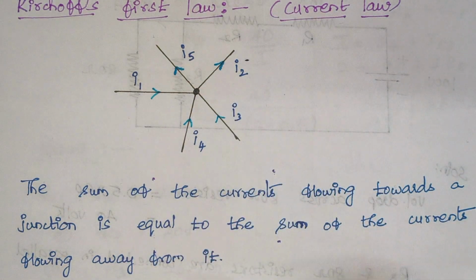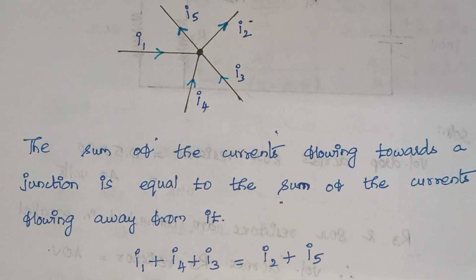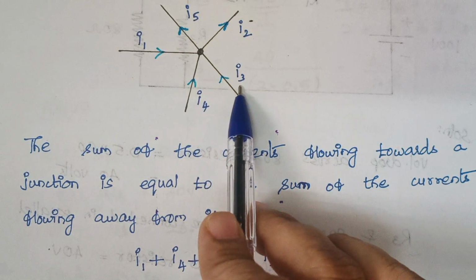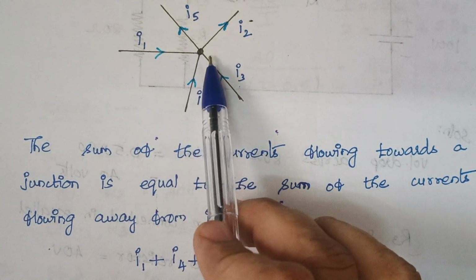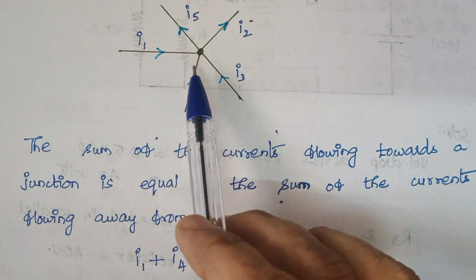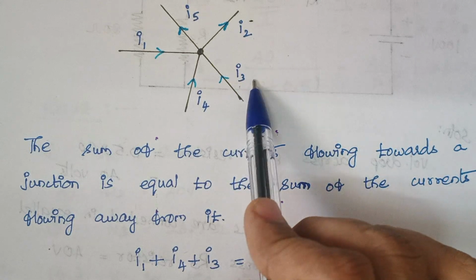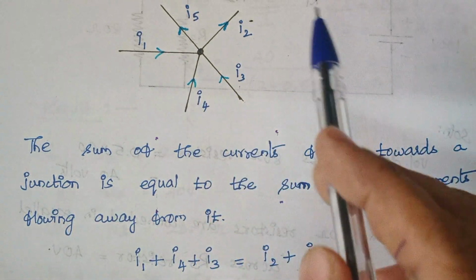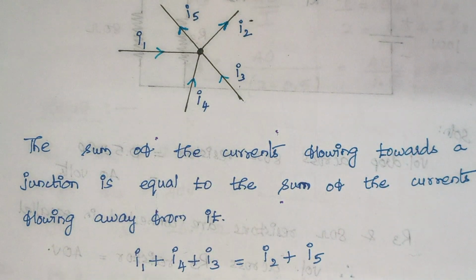Mathematically we can write this as I1 plus I4 plus I3. These are the currents that flow towards the node or junction, so we add these three currents. I1 plus I4 plus I3 is equal to I2 plus I5, that is the sum of currents flowing away from the junction.